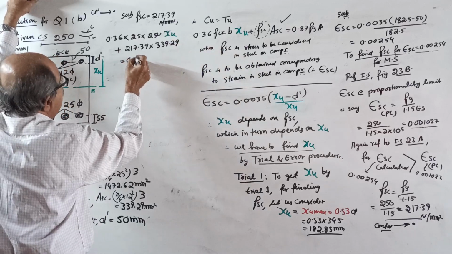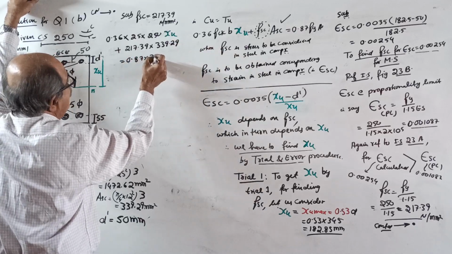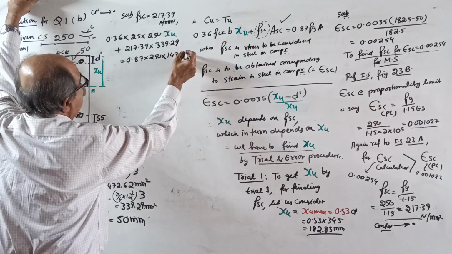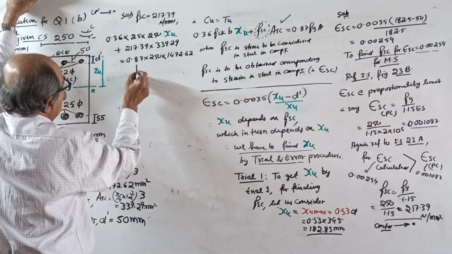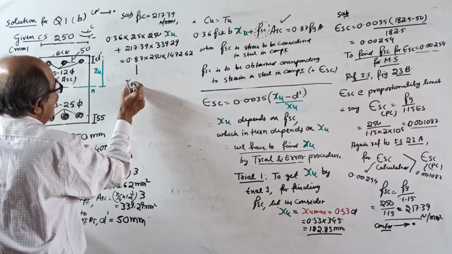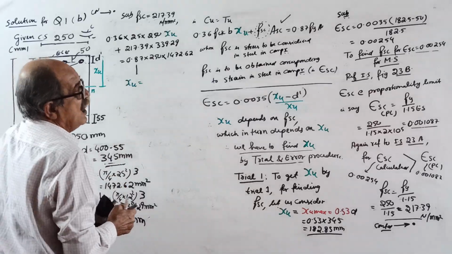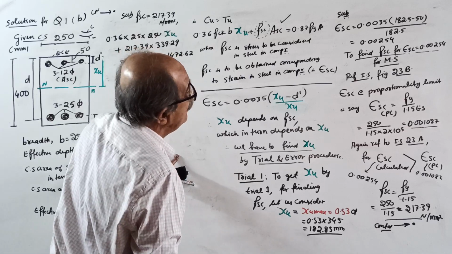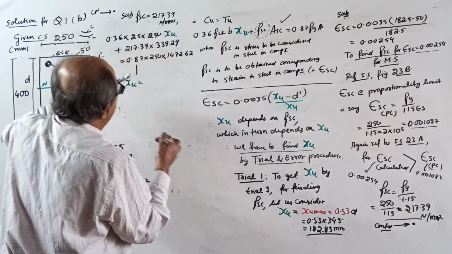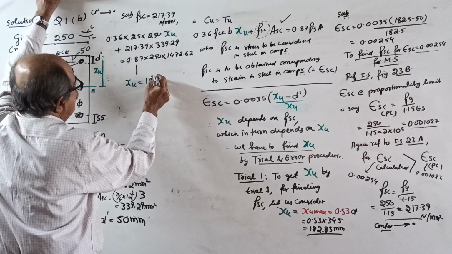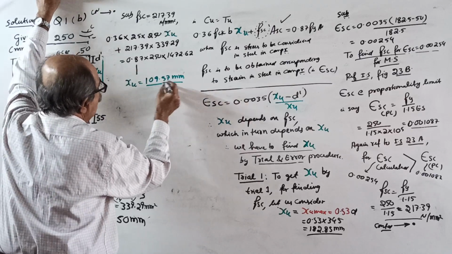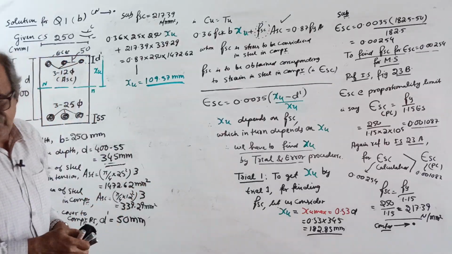Equal to 0.87 into 250 into 1472.62. Therefore, solving, you will get your XU equal to, I already solved there, 109.57 millimeter. Now I told you, limit state method.